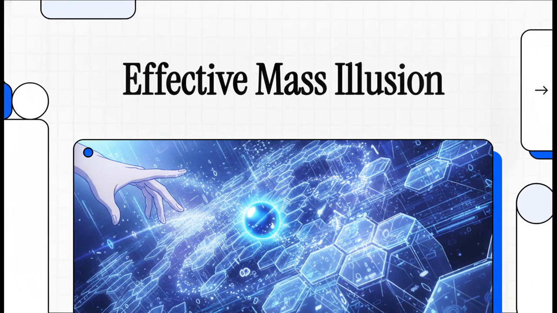Let's jump right in. Today, we're exploring one of the most fascinating mathematical tricks in all of solid-state physics, effective mass. We're going to unpack a concept that literally makes our modern digital world possible, all by completely bending the rules of what we think we know about physical reality. So get ready to challenge some of your core assumptions.